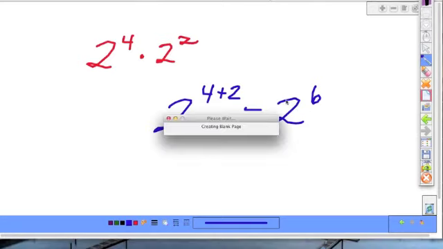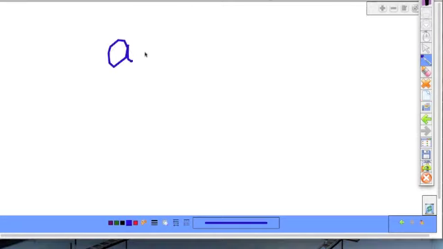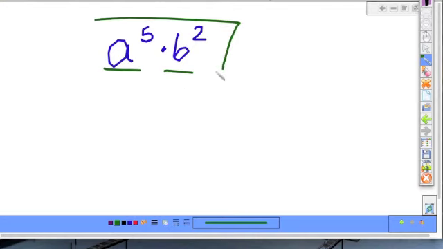Well, what if you did not have the same base? Let's say we had a to the 5th times b to the 2nd. These are clearly not the same base. I have an a and I have a b. There's nothing you can do with this problem. This is already as simple as it goes, so this would actually be your answer. If the bases are not the same, you cannot do anything with them.